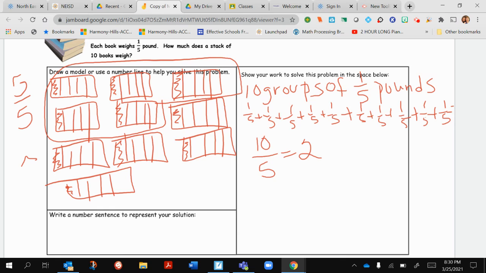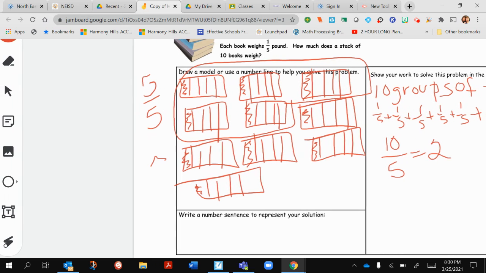And then I need 1, 2, 3, 4. Oh, I didn't make 10. That's 10. Oh, okay, I see it now. I ought to just change the color so I don't get so confused.